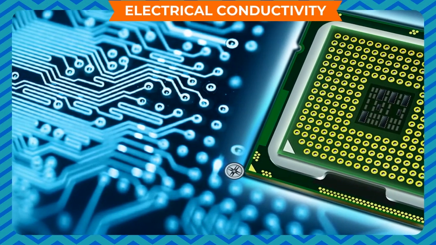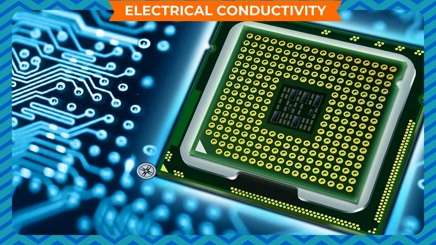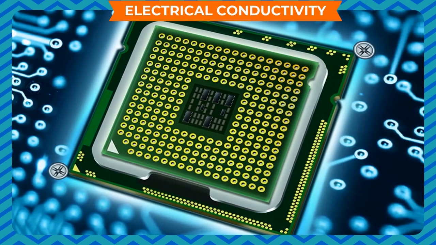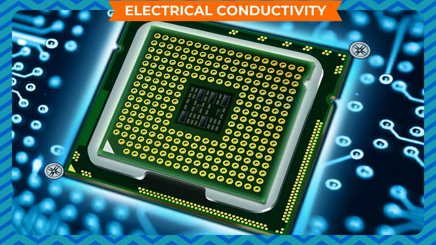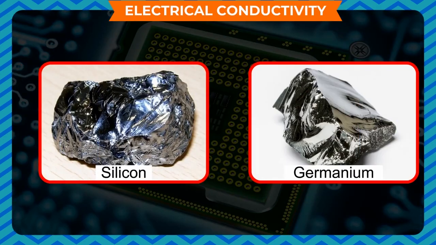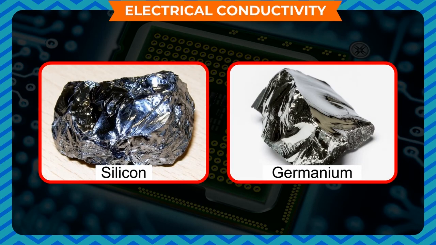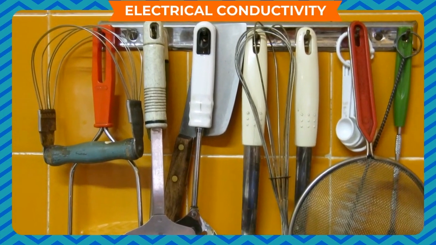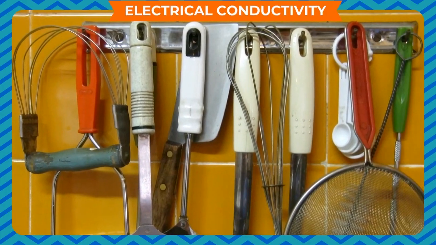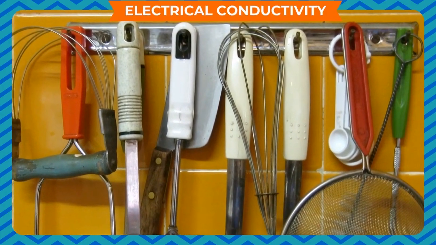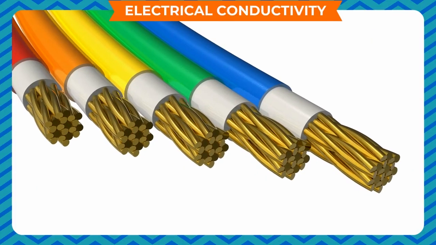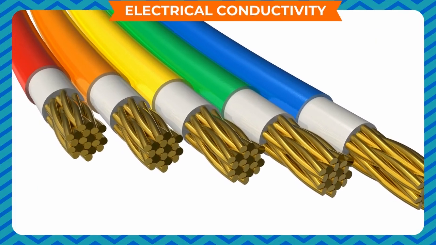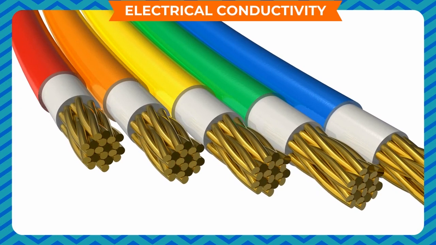Some materials allow the electrons to pass through them only when they are at high temperature. Those materials are called semiconductors. Examples of semiconductors are silicon, germanium, etc. Those materials which are good conductors of electricity are also good conductors of heat. That's why the handles of utensils are made of plastic or covered with plastic. Electric wires are enclosed within a plastic layer due to the same reason.